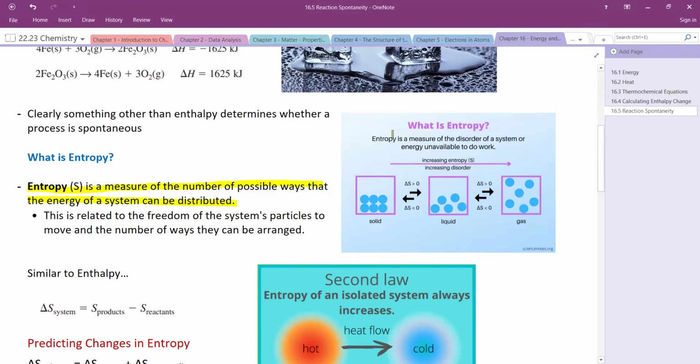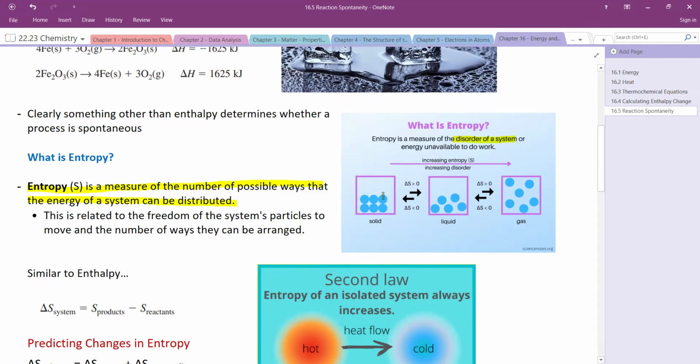And so I have that pictured in this picture here. It says, what is entropy? Entropy is a measure of the disorder of a system or energy unavailable to do work. And we can see in our example here, right? We have a solid going to a liquid, going to a gas, and this is an example of increasing disorder.